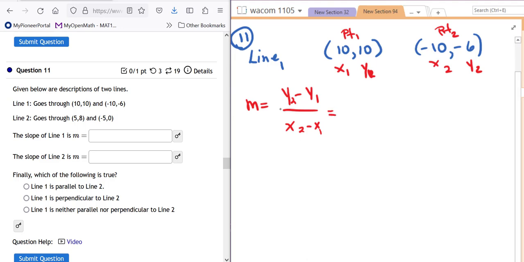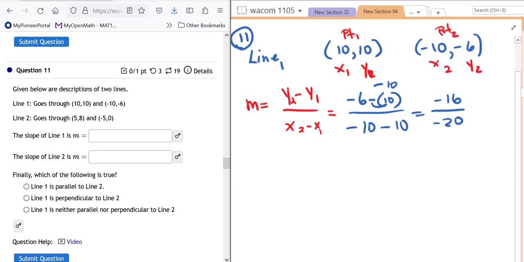And we plug in. So Y2 is negative 6 minus Y1 is 10, over X2, negative 10, minus X1, 10. This is just a minus 10, so it was not minus a negative. So that's a negative 16 over a negative 20. You need to clean it up. So your two negatives give you a positive, and it has a common factor of 4 to reduce. 4 into 16 will go 4 times, and 4 into 20 will go 5.